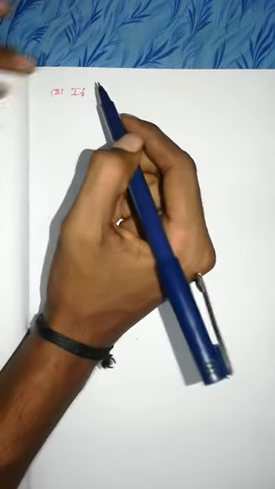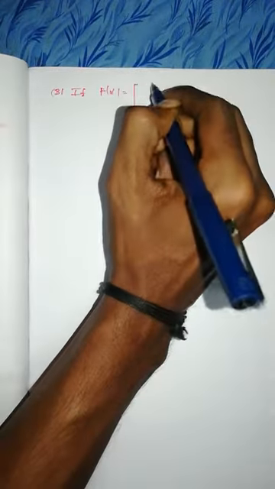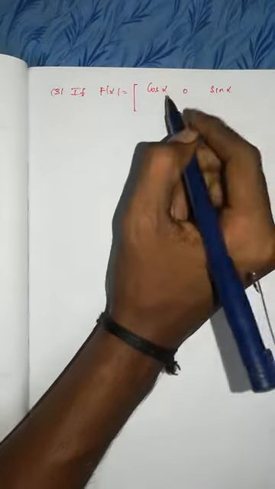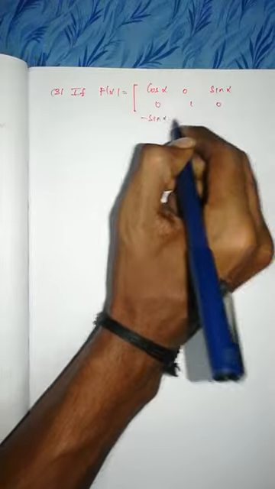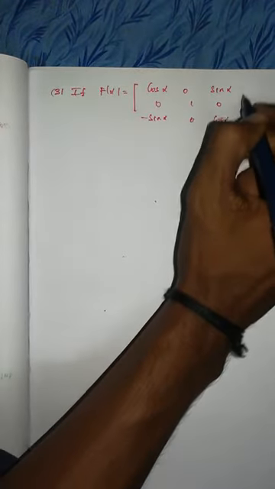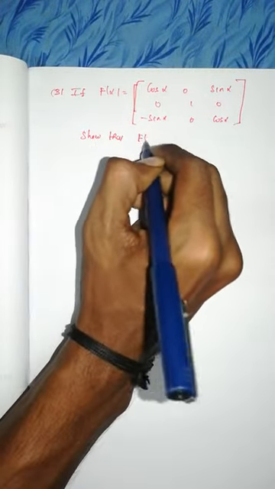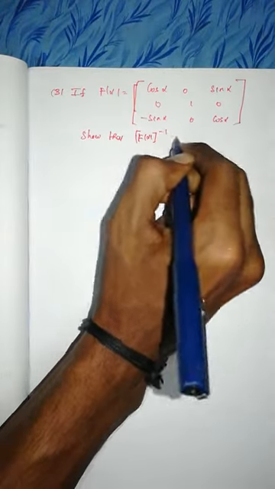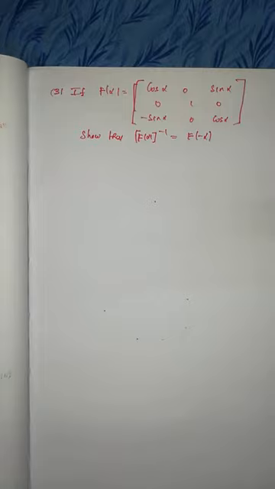So the next problem is, if f of alpha is equal to cos alpha 0 sin alpha, 0 1 0, minus sin alpha 0 cos alpha, you need to show that f of alpha inverse is equal to f of minus alpha. So it's a very easy problem.